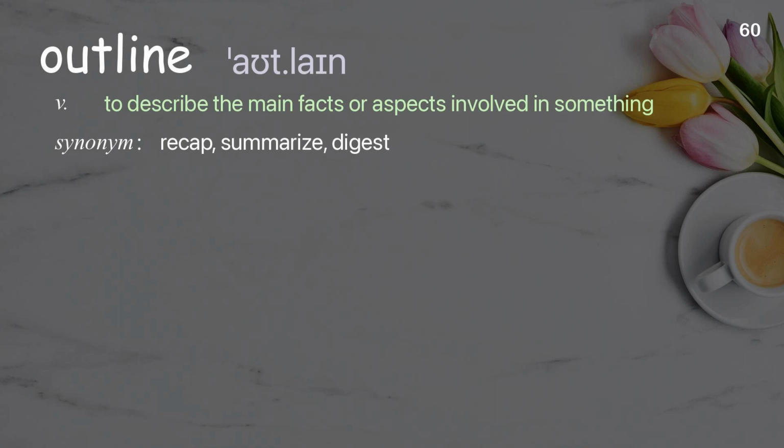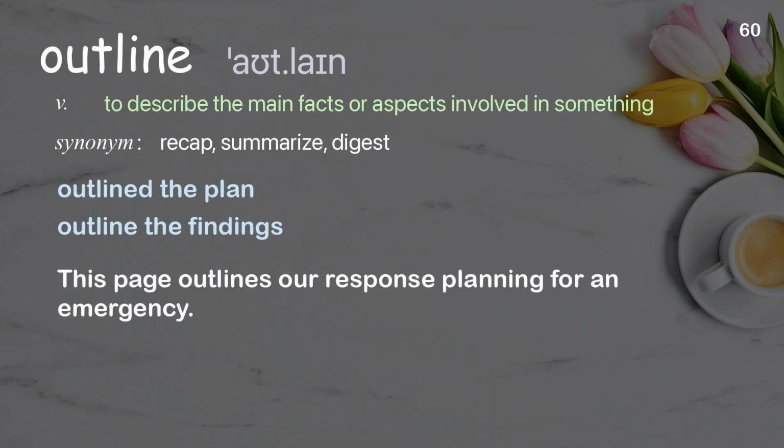Outline: To describe the main facts or aspects involved in something. Examples: Outline the plan. Outline the findings. This page outlines our response planning for an emergency.